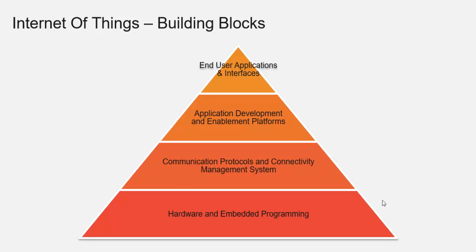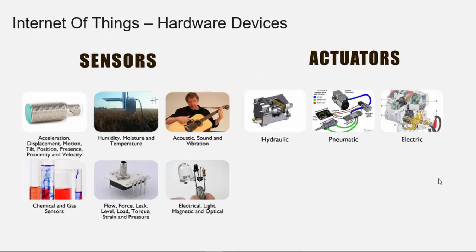The last layer is called end user applications and interfaces. We need to develop certain kinds of mobile applications or dashboard applications in order to put the data or the information which is captured in a meaningful manner. Now that we have a basic understanding of an IoT application, let us try to understand a few things in greater detail.